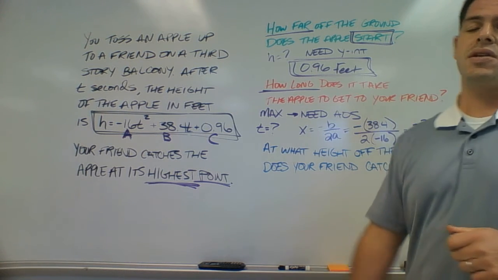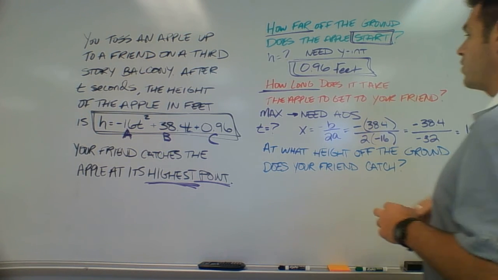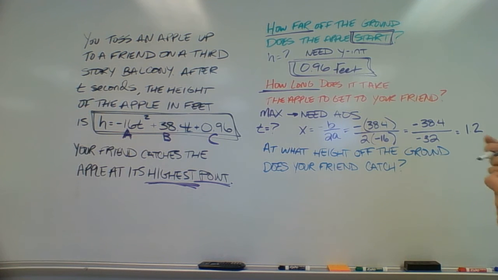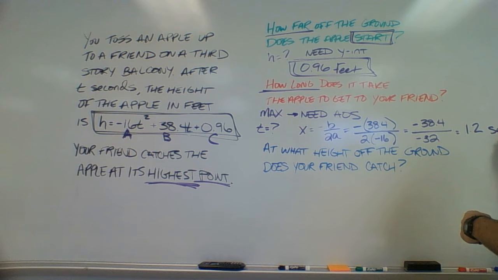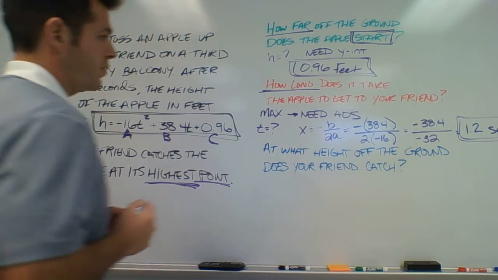Again, going back into the question, it does say how long does it take the apple to get to your friend. We know that our x value is just an extension of t in this function, and t is talking about time in seconds. So final answer here for the second problem is that it's going to take 1.2 seconds for the apple to travel to the friend.